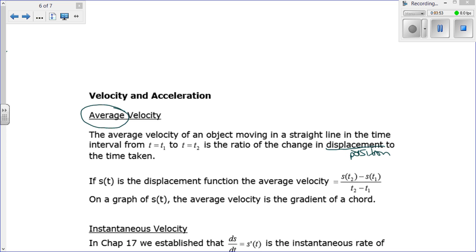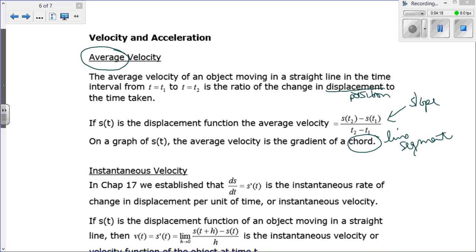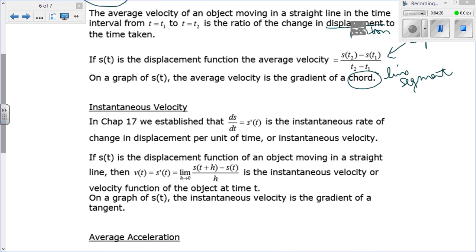If S of t is a displacement function, the average velocity is the slope. On the graph of S of t, the average velocity is the gradient of a chord, which is just a line segment. Okay, when you see instantaneous velocity, that means take the derivative.